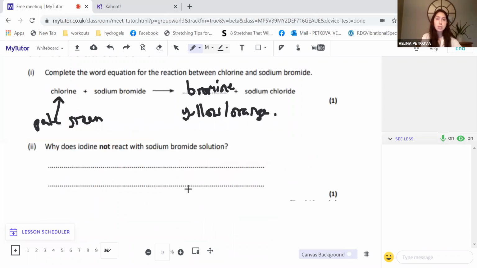Why does iodine not react with sodium bromide? Why does iodine not react? As we know, iodine is less reactive than bromine. It is further down the halogen group, and we know the reactivity decreases down the halogen group. So iodine is less reactive than bromine, and therefore it does not displace bromide.